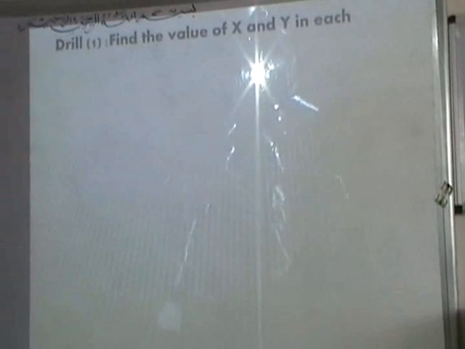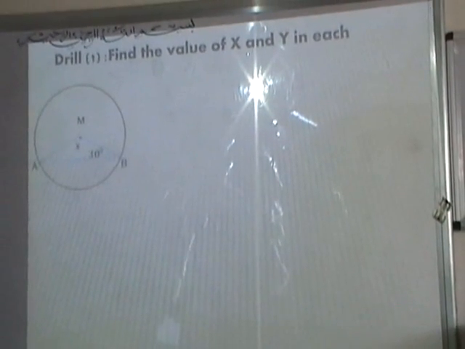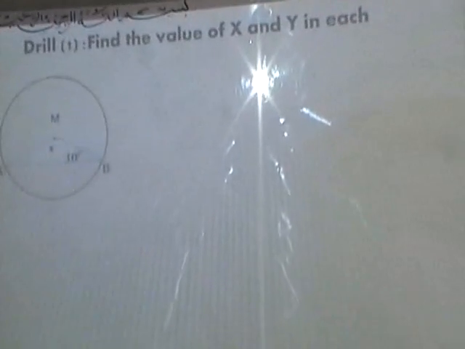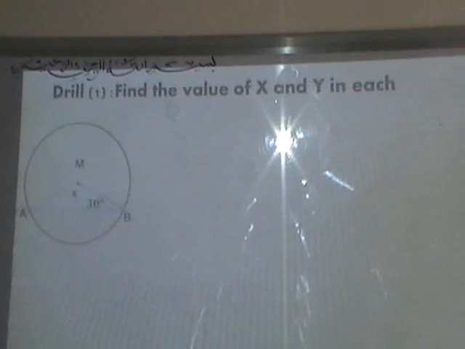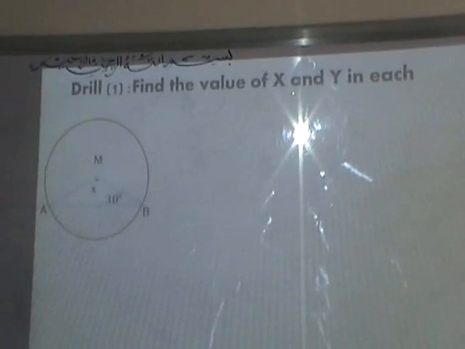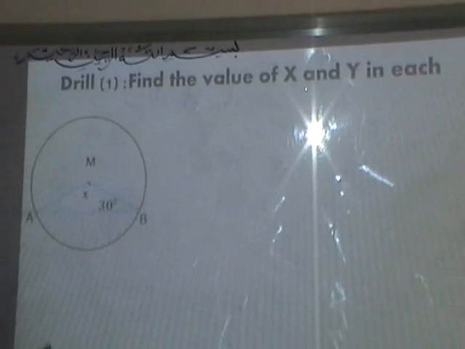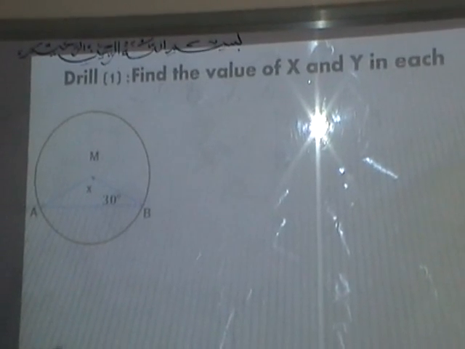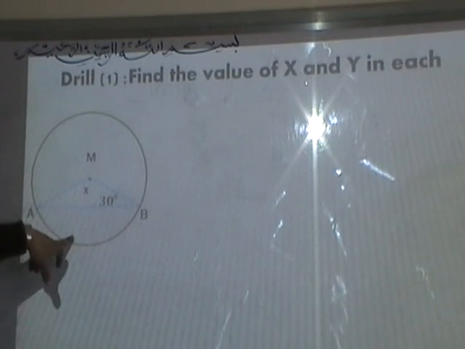Now we will move to another point. Number 1, drill. Find the value of x and y in each of the following. Number 1, if you have a circle like this, as we studied in the revision, we have the isosceles triangle, and we can say that the 2 angles of the base in the isosceles triangle are equal in measure. Let's use this basic concept in this figure.